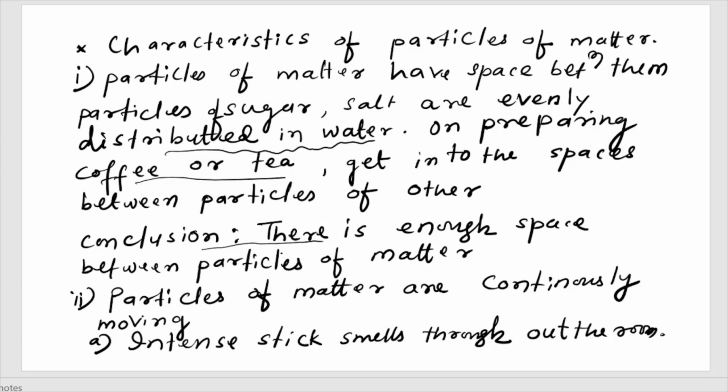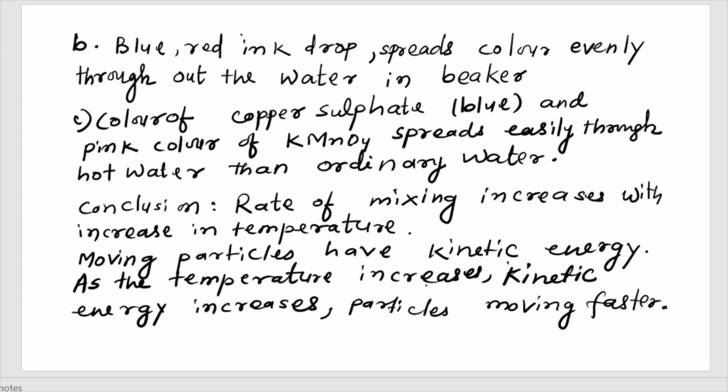This is number 1, space. Number 2, they are moving. That means the particles of matter are continuously moving here and there. That means wherever there is space, they try to move, and that is why a scent comes to the whole room, the whole house also. That means these particles have much more speed. Why? Because there is a space between them.